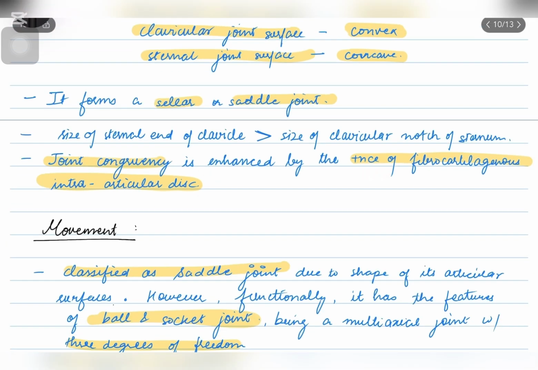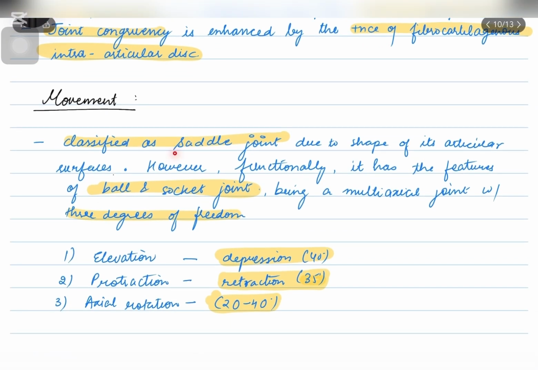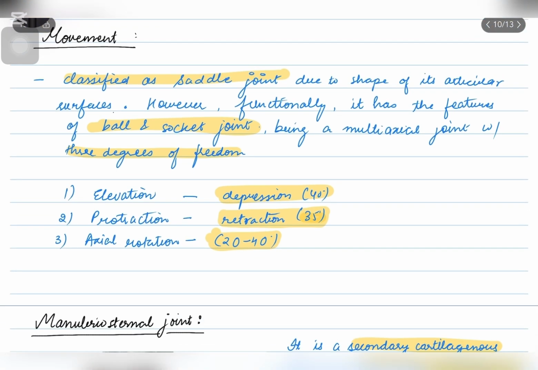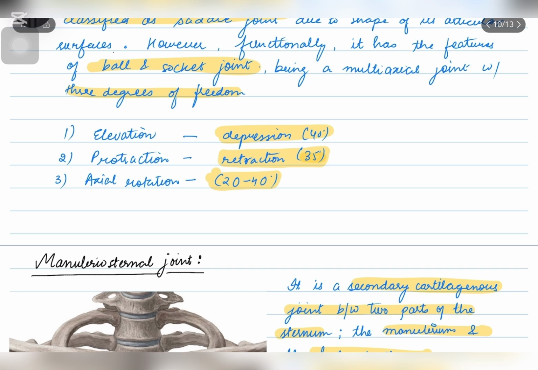Now let's talk about the movement. It is classified as a saddle joint due to the shape of its articular surfaces. However, functionally it has the features of a ball and socket joint, being a multi-axial joint with 3 degrees of freedom. The 3 degrees are elevation, protraction, and axial rotation. In elevation we see there is depression which is 40 degrees. In protraction we see retraction at 35 degrees, while in axial rotation it is 20 to 40 degrees.